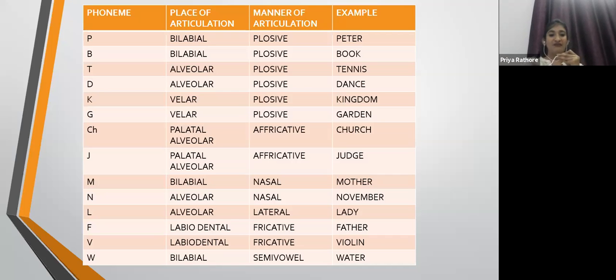Okay, then we have the k and the g sound, the ch, j sound, m, n. You see, m is again a bilabial sound, but n is again an alveolar sound. Aap dekhiye, where is the placement of your tongue when you say the n? Where's the placement of your teeth when you say the l? You see, l sound, alag placement hai. Then when we say the f and the v, okay, let me show this to you.